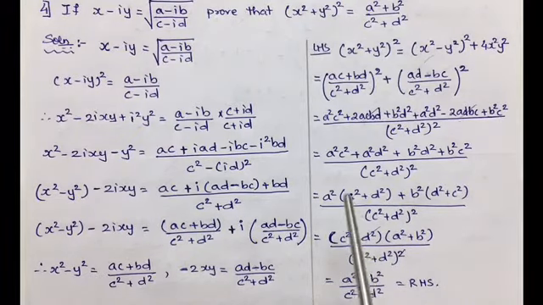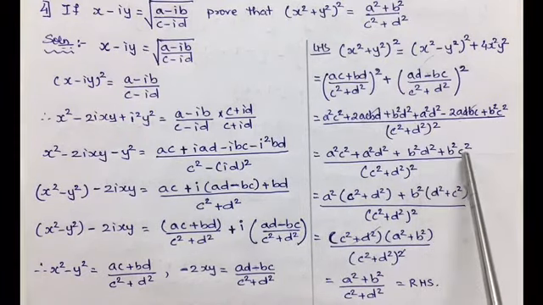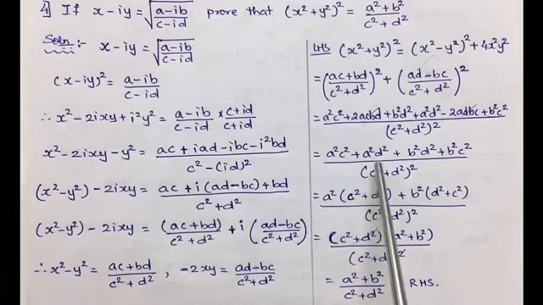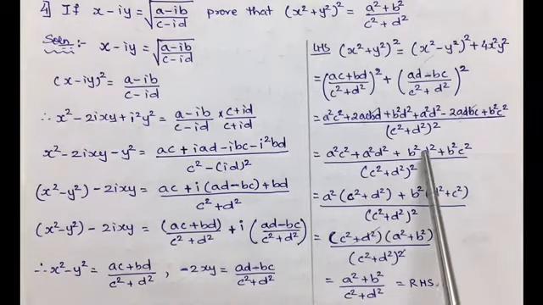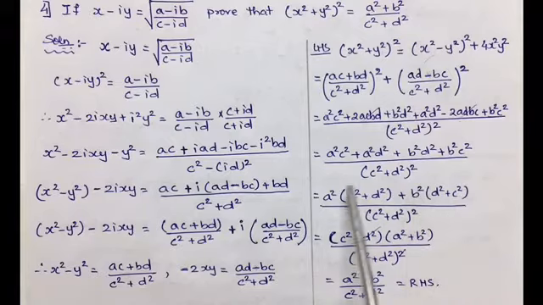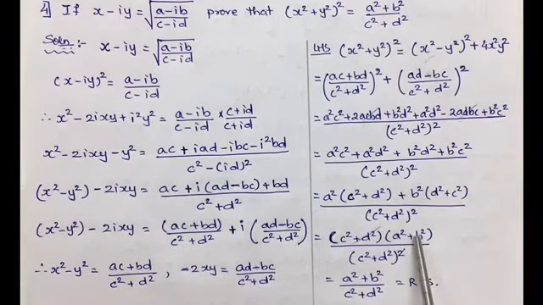Now here we will combine the terms containing a square and the terms containing b square. So taking out a square common, we get inside the bracket c square plus d square. Taking out b square common, inside the bracket is d square plus c square. Now by factorizing them completely, collecting the (c square plus d square) bracket together, another bracket will be a square plus b square.